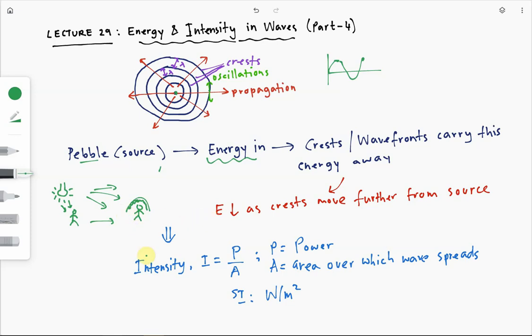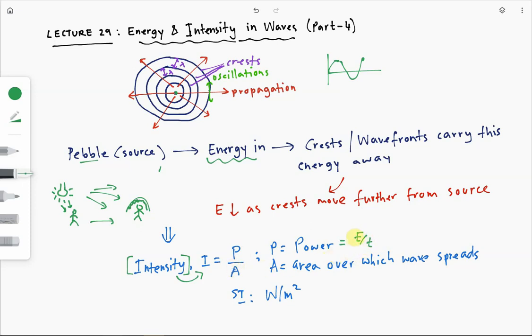This leads us to the idea of intensity. The fact that energy gets smaller as the wave propagates farther away from the source, over a particular area, helps us define intensity. And intensity is defined as I equals P over A, where P is the power and A is the area over which the wave spreads. Power, we know, is energy over time. So intensity is basically energy per unit time per unit surface area.